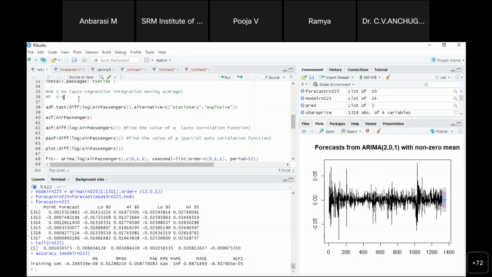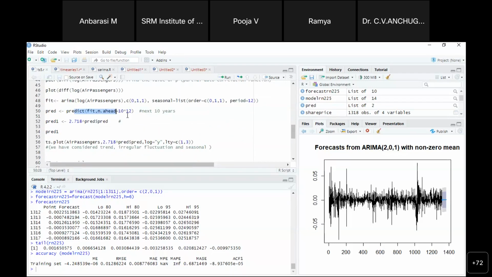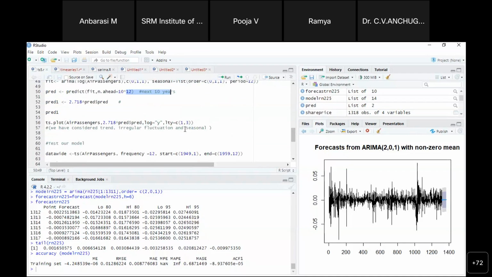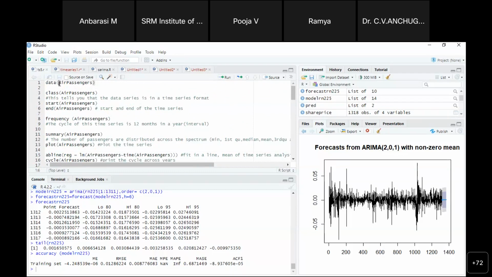If you want, you can go for the auto.arima function. If you give the data set, the p value, q value and d value will be calculated automatically. But if you want, you can find it out in this way also, and then you can plot the values. You can create a model, and then you can predict with the model. For the next 10 years, we can predict it. And then if you want, you can test the model also, based on this. If you want, I can execute it and show it to you.